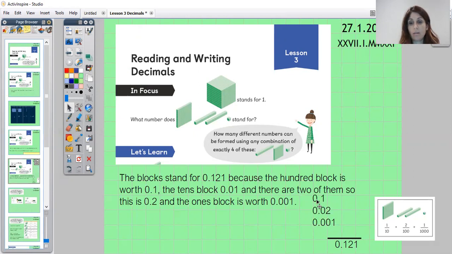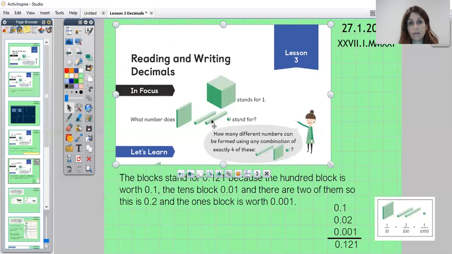Now I'm just going to, before I read the rest of that, bring you down here. Look, 0.1, so I think 0.1 is this one here. Okay, 1/10, 0.1. 0.2, that's these two here. Okay, so 0.01 is this one, 0.01 is this one, add them together, you get 0.02. And then the last one is 0.001. All these zeros are sending me doolally. Hope it's not sending you doolally. So the blocks added together make a total of 0.121 because the 100 block is worth 0.1. This one here. The tens block is 0.01.